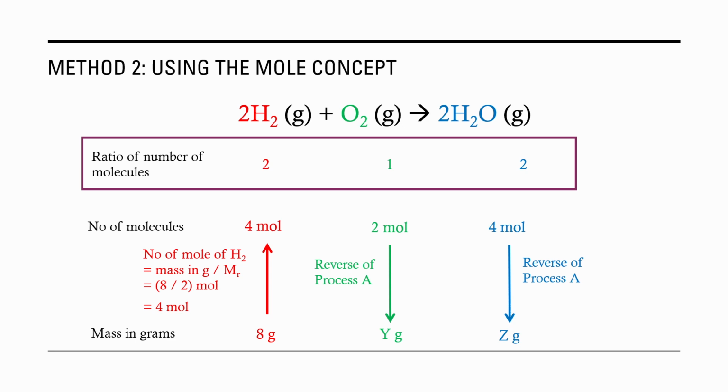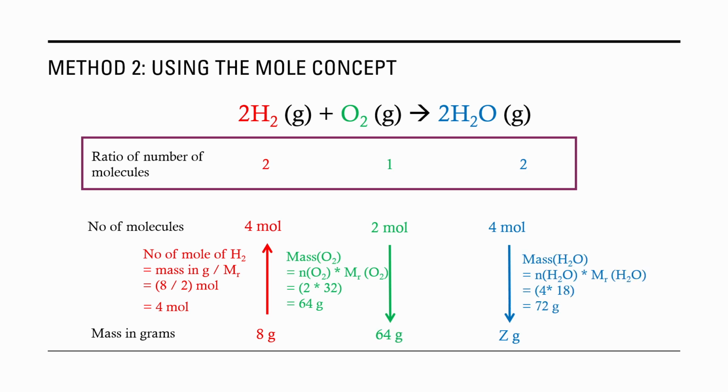So now, to work out what is Y and what is Z, we just need to reverse process A. To find the mass of oxygen used, we just need to multiply the number of moles with its relative molecular mass. So that's 2 times 32, giving you 64 grams. And we do the same with water. That's 4 moles of water times the molecular mass of water, that's 18, giving you 72 grams.